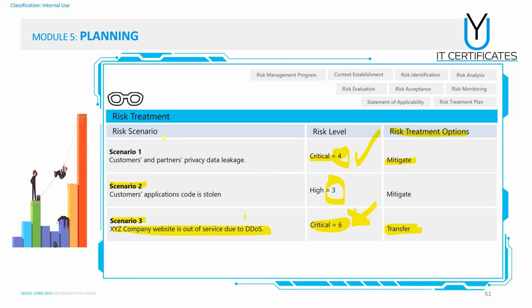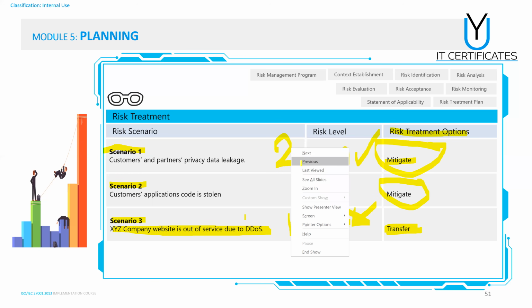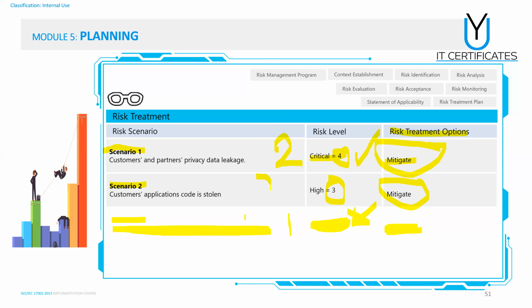For scenario number 1 and number 2, we have to start to install the controls. And what is the risk priority? Of course, the risk priority is this number 1, this will be number 2, and finally this will be number 3.